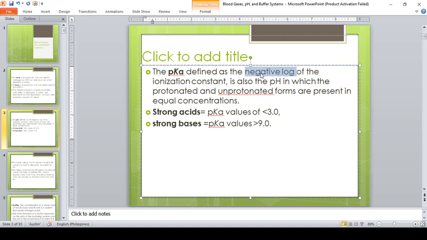Okay? So, ganun siya. Strong acid, that is, it has an acid dissociation constant less than 3, greater than 9 naman kapag yung mga strong bases. So, yung mga strong acids natin and strong bases, ito na yung mga chemicals that we have in the chemistry laboratory, kagaya na lang ng mga sulfuric acid natin. Okay? Sulfuric acid, hydrochloric acid, those are very strong acids.